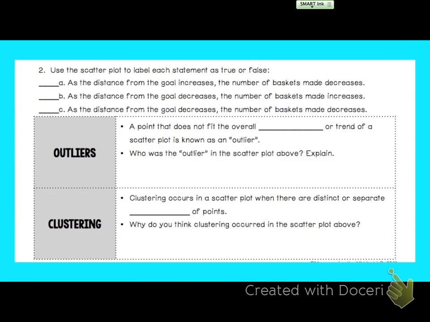These questions on number 2 go with the graph, so you have to look at the graph on your paper. When you look at the scatter plot on your paper, we're going to label these questions as true or false. As the distance from the goal increases, and the distance from the goal is your X, the number of baskets made is decreasing. Is that true or false? True.